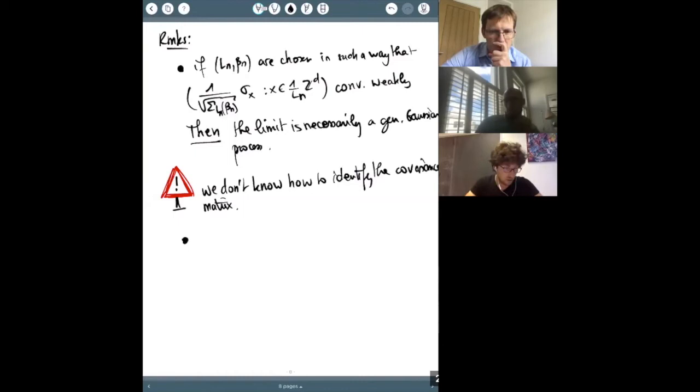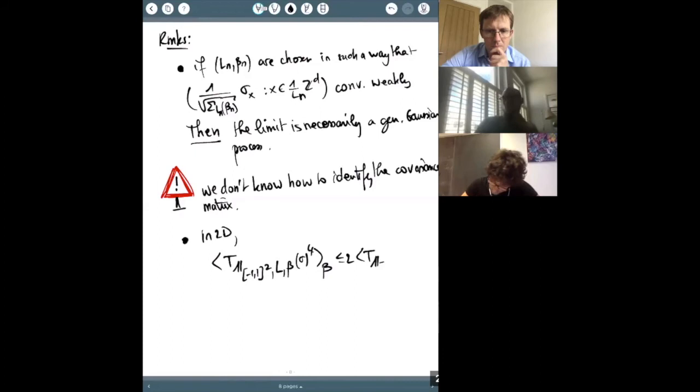Let me mention two other remarks. The first remark is that in our lectures, we are going to prove that in 2D, if you look at this quantity, the fourth power of this random variable, we can prove it's smaller than twice the variance squared, which, by the way, we said was one, but we don't need that. We can prove that the fourth power of this random variable is smaller than twice the second power squared.